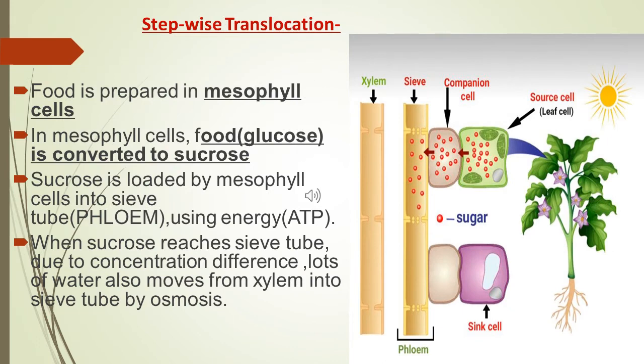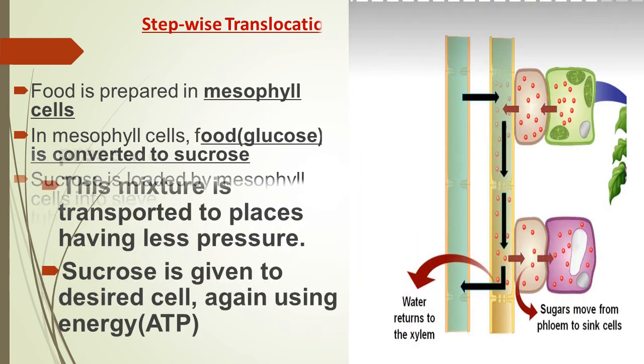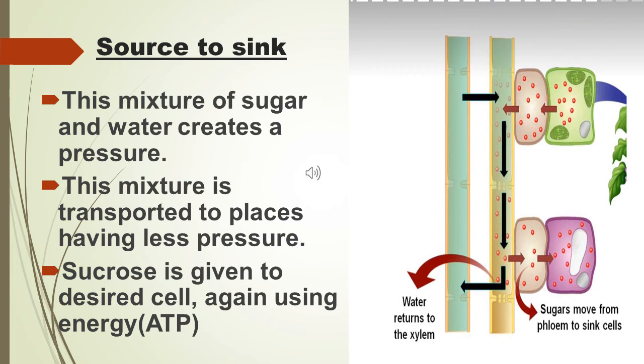Let's see the mechanism of transport of food in a plant. As we know, food is prepared in mesophyll cells of the leaves. First, this food is loaded into sieve tubes of phloem by using energy from ATP. Then water enters into sieve tubes containing sugar by the process of osmosis from xylem. This mixture of sugar and water creates a pressure in the sieve tubes.